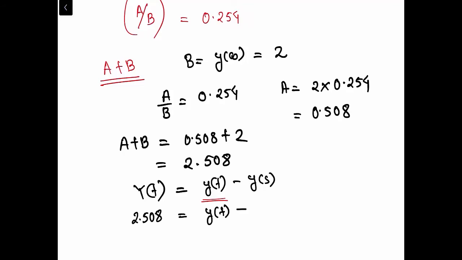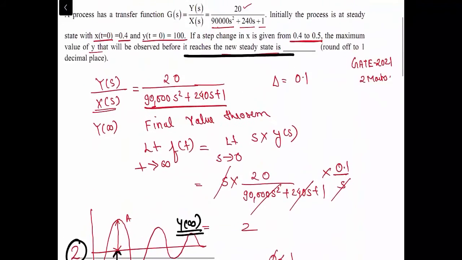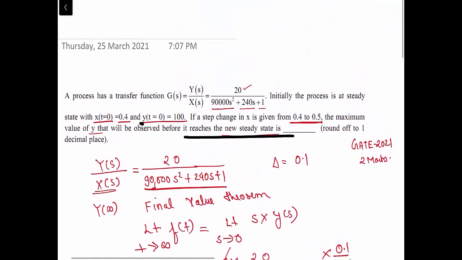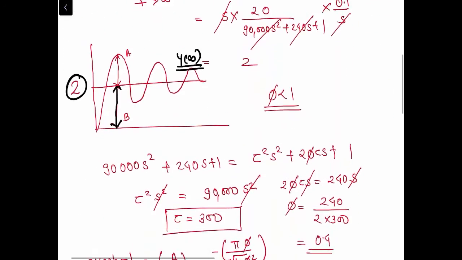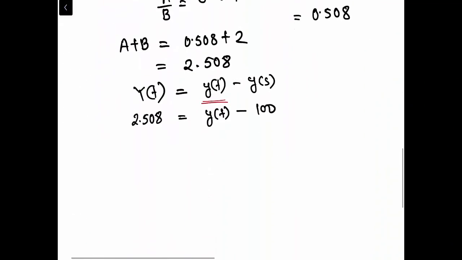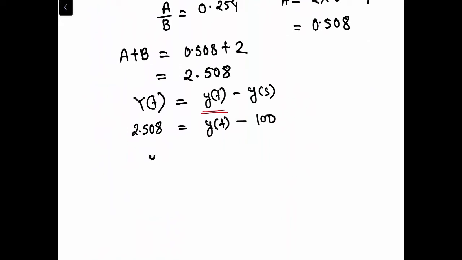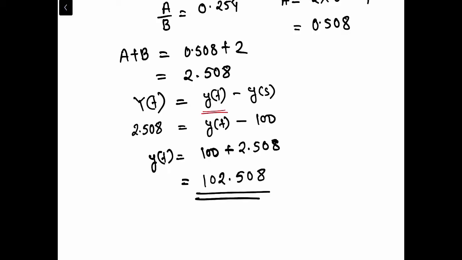So Y of t here is coming 2.508, equals y of t minus y of steady state. We want to calculate y of t. The steady state is given as 100 in the question. If you see the question, every piece of data is given. ठीक है, सारा data given है, we just have to apply it logically. So the new steady state is 100 plus 2.508, so the answer will be 102.508. Okay, so this is the answer.